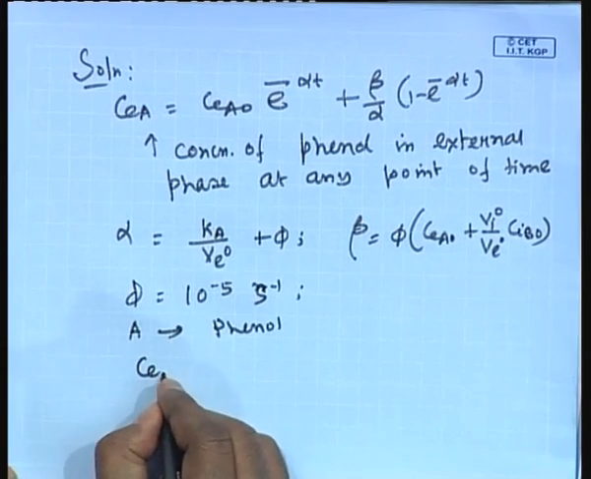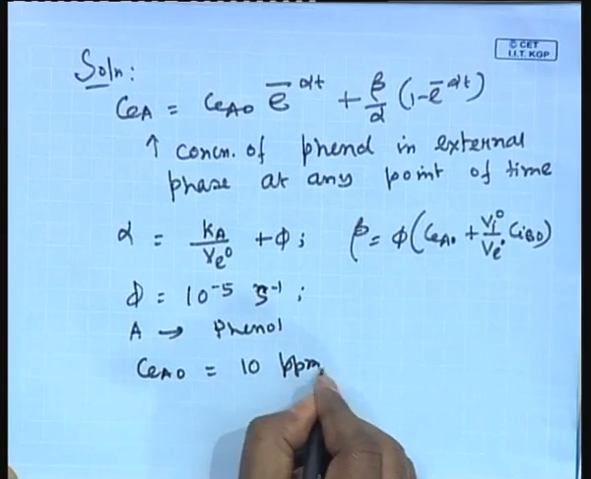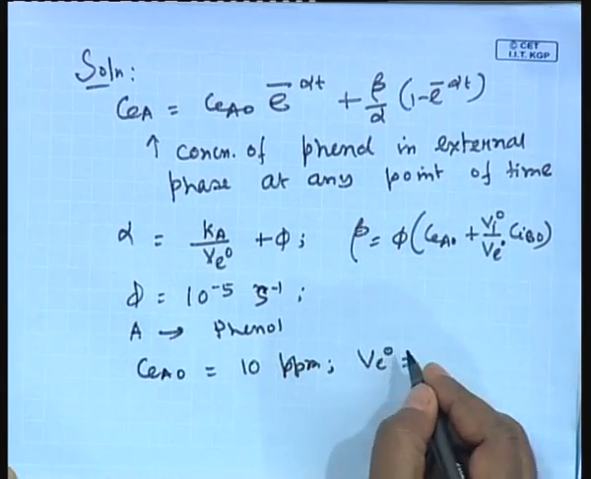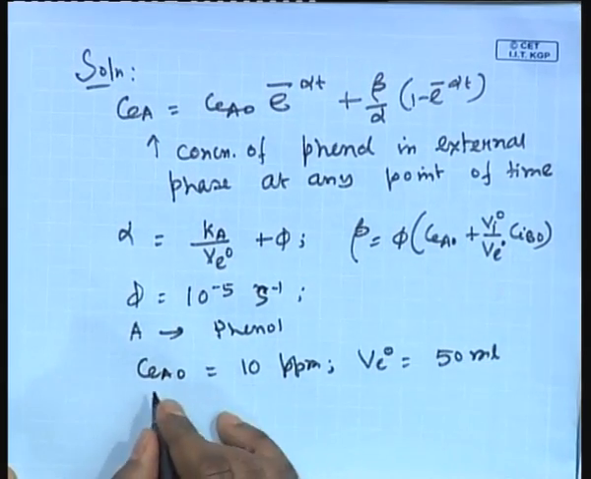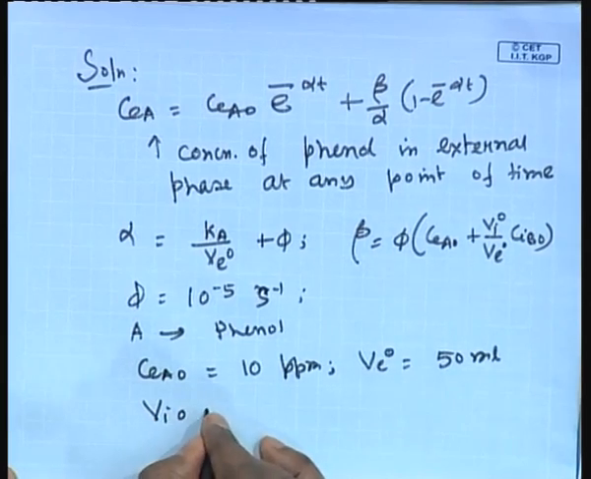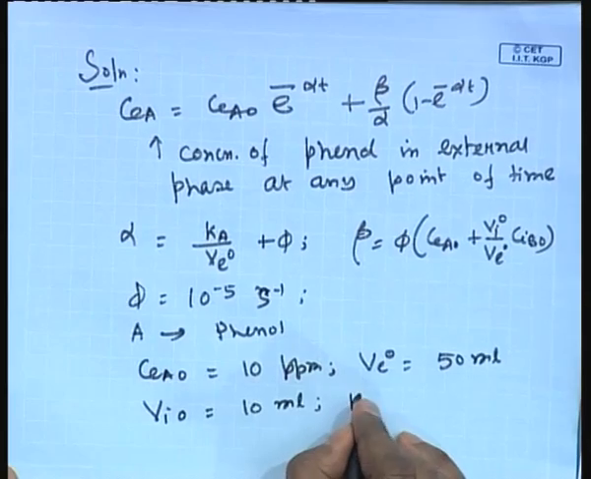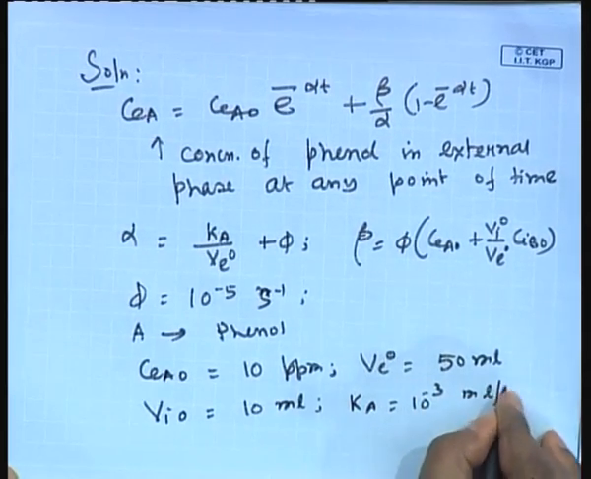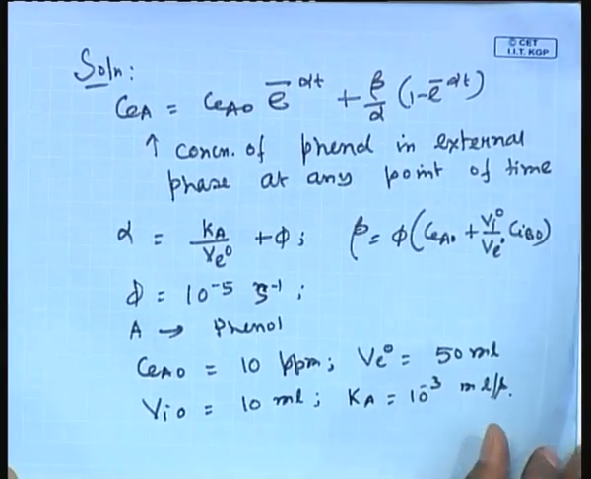CEA naught, the initial concentration, is 10 ppm. VE naught, the volume of the external phase, was initially 50 ml. VI naught is given as 10 ml. Ka is given as 10 to the power minus 3 milliliter per second. So, now we calculate various quantities.